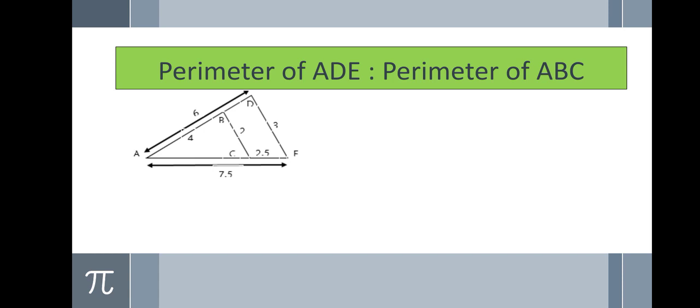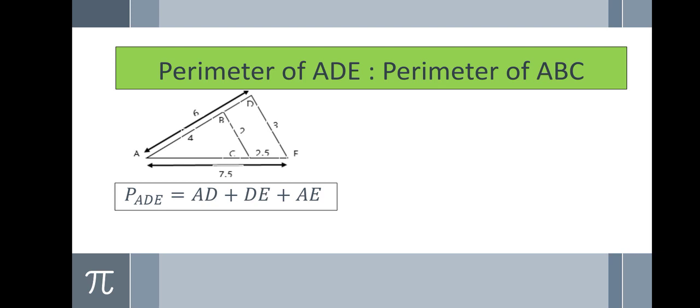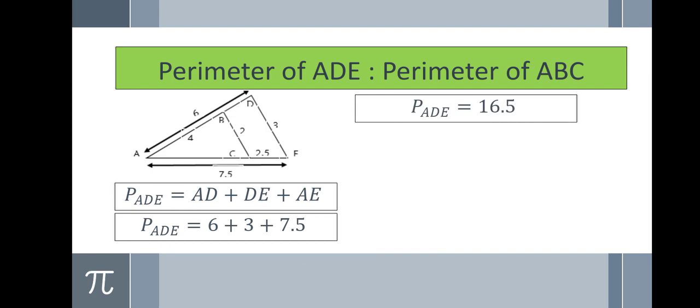Now let's look at the given figure. We need to know the perimeter of ADE to the perimeter of ABC. So our ADE has the following measures. AD is 6, DE is 3, and AE is 7.5. Now, as we can recall, to get the perimeter of a triangle, that is simply what? Simply get the sum of all sides. So in triangle ADE, the sides are side AD, side DE, and side AE. So we need the sum of these three sides to get the perimeter of ADE. Substitute. AD is 6, DE is 3, AE is 7.5. Compute for the sum. Perimeter is 16.5.